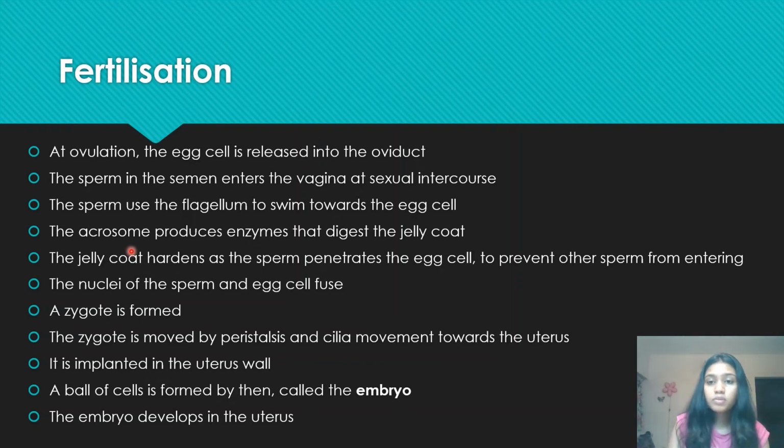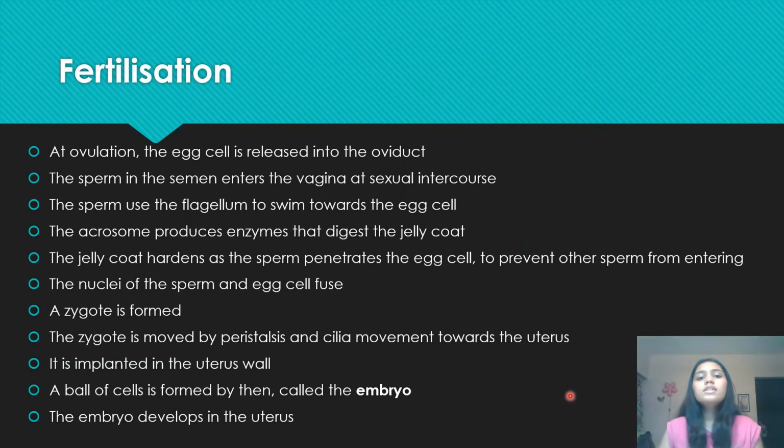And the sperm, now, just recalling, is the male gamete. The egg cell is the female gamete. What happens after that? A zygote is formed. That is the first product of fertilization, and it is also what I want you to include in your definition. Make me proud. Then after that, the zygote is moved via peristalsis and cilia movement towards the uterus.